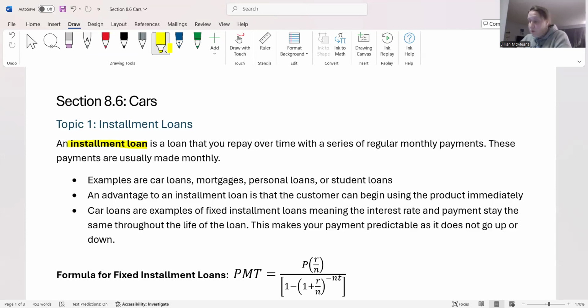Examples of installment loans would be car loans, mortgages, different personal loans, and sometimes student loans. So these are bigger things you're paying off over time. An advantage to an installment loan is that the customer can begin using the product immediately.